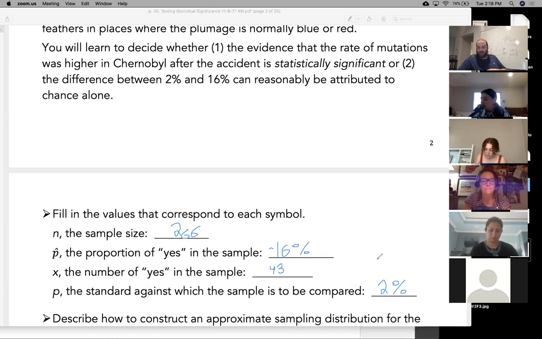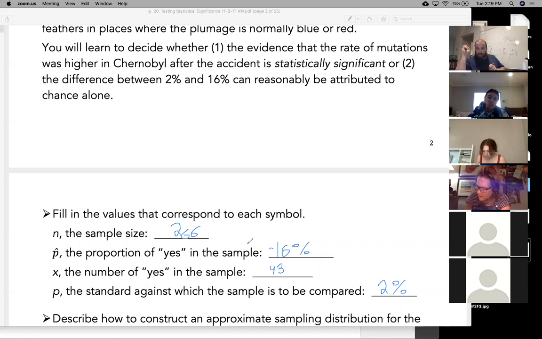Does that make sense? Okay, so the question is, is our result so far away from 2% that we would question whether 2% still holds? The larger the sample, the closer we expect to be to the true value. So with a sample of 266, the question is, are we far enough away from the true value to question whether this still holds? Of course, we don't know the answer to that question yet.